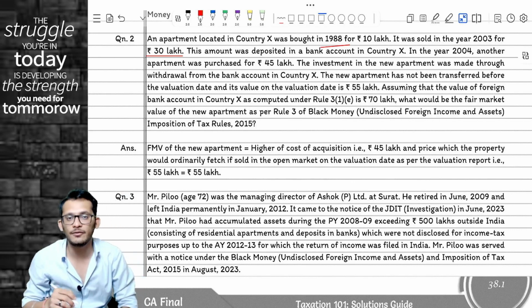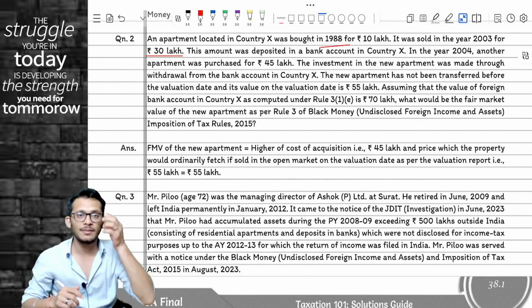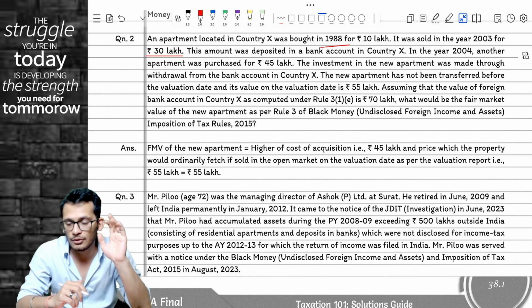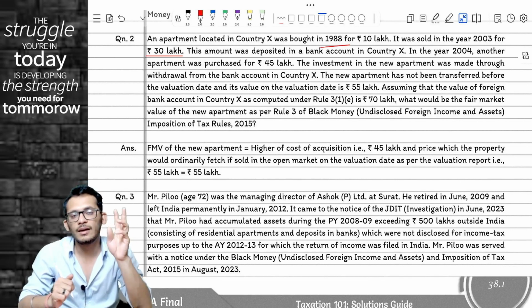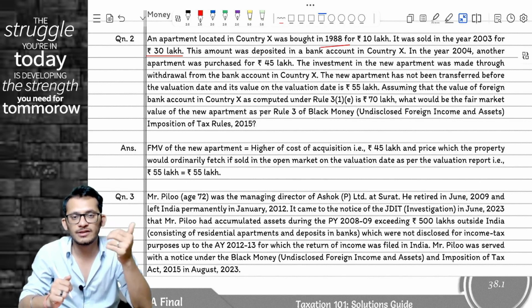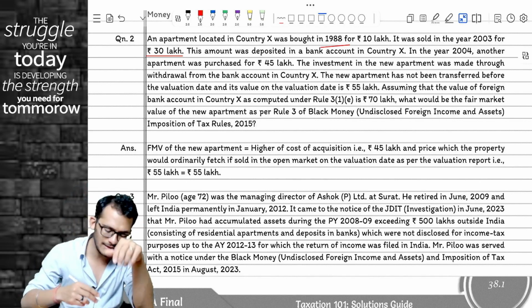Now, this is the same kind of illustration we did right now. What we said is, if you have an asset which you acquired and then sold off, the undisclosed income will be the sale price or the actual cost, whichever is higher. In our scenario, it is 10 lakhs versus 30 lakhs.